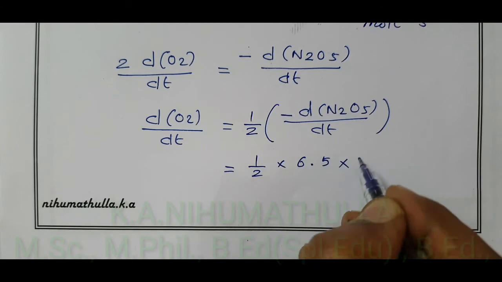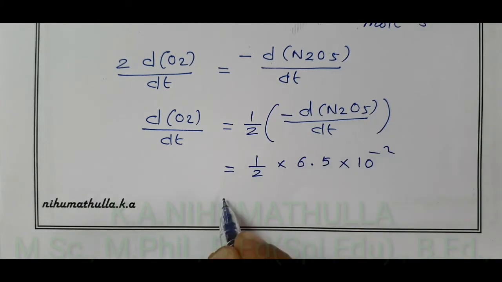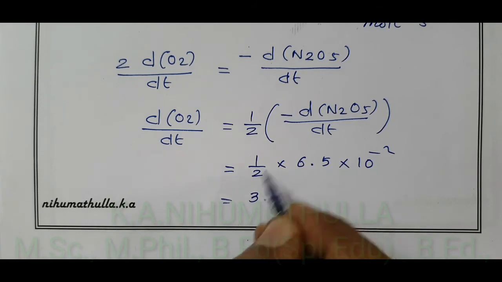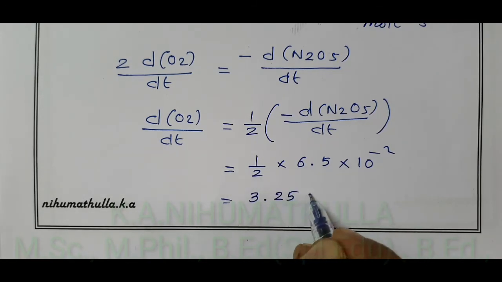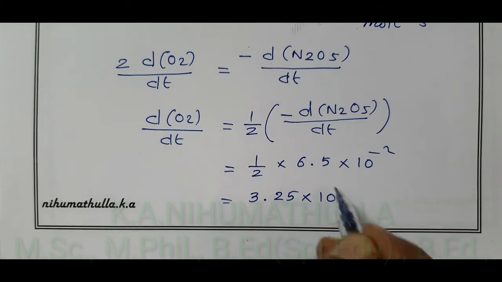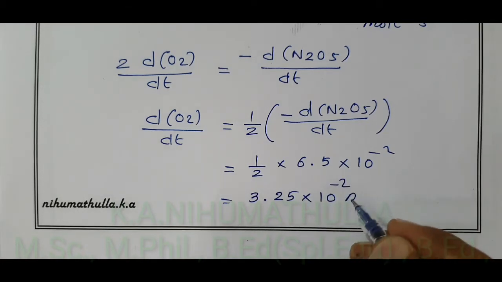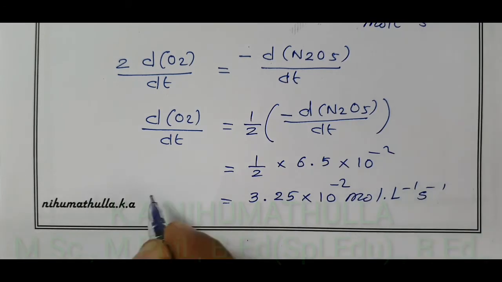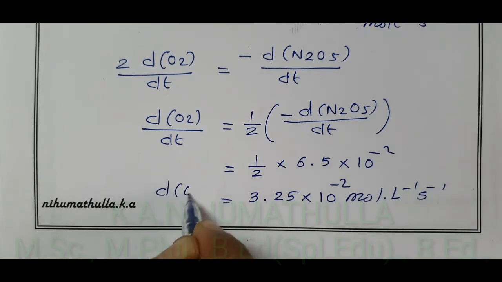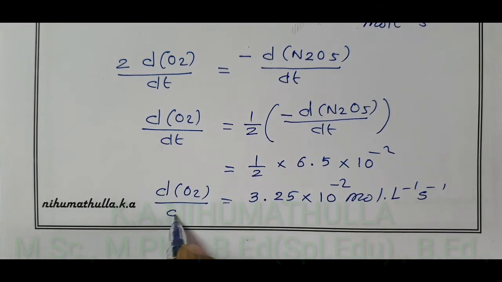6.5 into 10 power minus 2. When you cancel, 1 2 is 2, 3 2s are 6, 2 5 is 10, so 0.25 into 10 power minus 2. What is the unit? Mole liter power minus 1 second power minus 1. This is the rate of formation of oxygen. One more problem in this video we are going to discuss now.